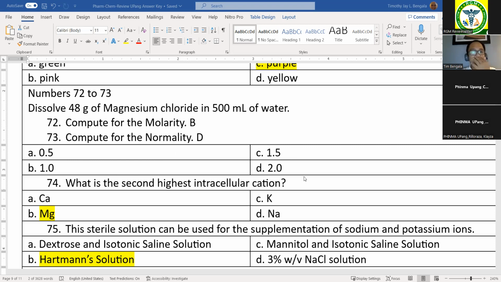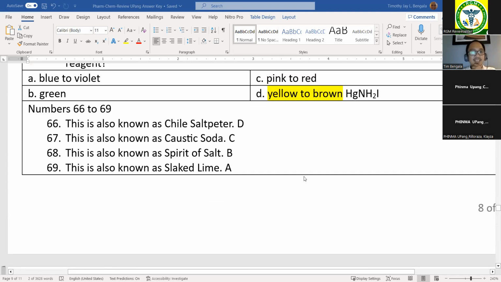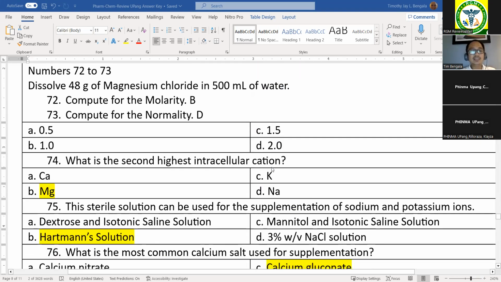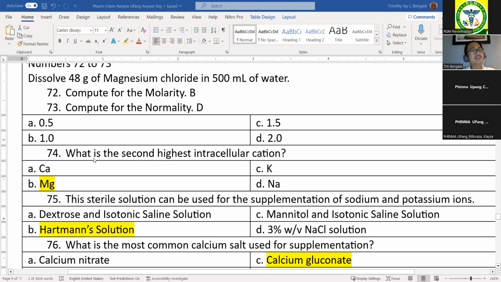Okay? So, let's go back to 66 to 69. The normal saltpeter, the one not from Chile, is potassium nitrate. Caustic soda is sodium hydroxide. Spirit of salt is hydrochloric acid. And slaked lime is calcium hydroxide. Okay? So, next is number 74.